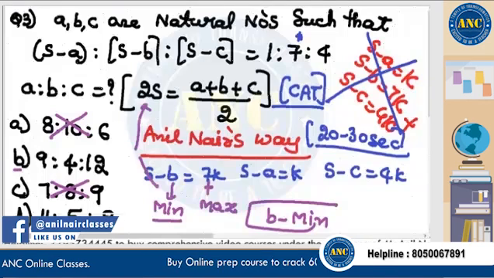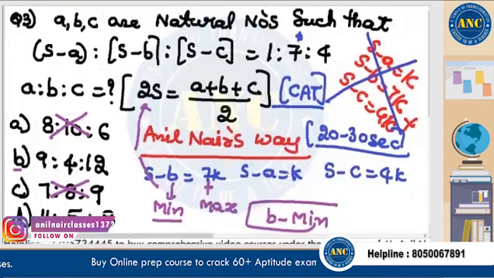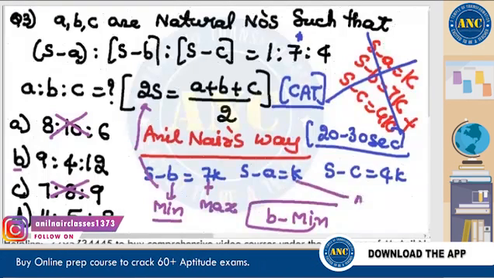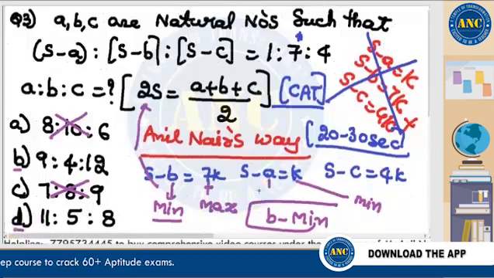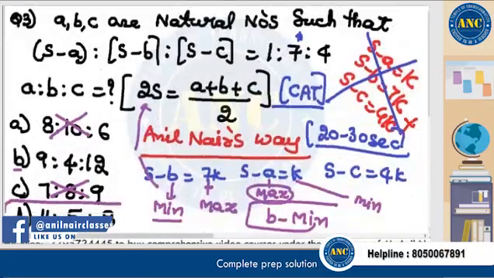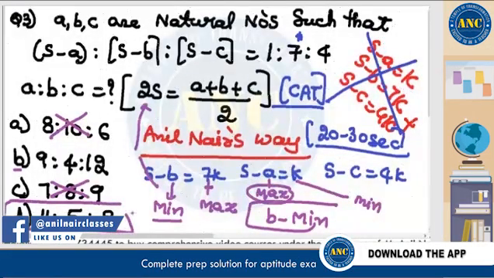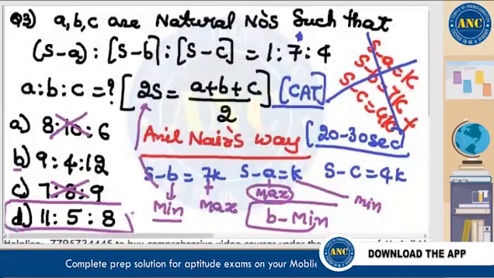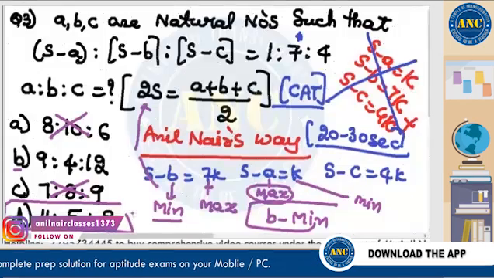Okay. Next. S minus A is K. K means it is 1. It is a minimum. If this is minimum, A should be maximum. B should be minimum. What is the answer? 11:5:8. How much time does it take just to look at a question and answer it?